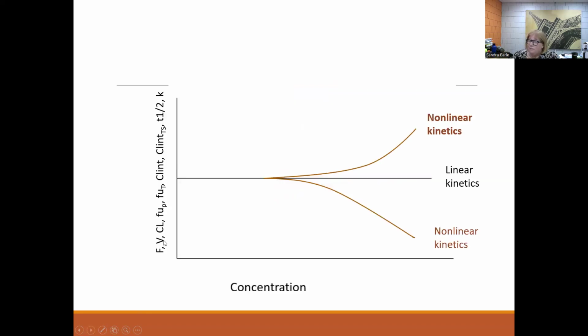So your bioavailability, volume, clearance, fraction amount in plasma, fraction amount in tissue, intrinsic clearance of your tubular secretion, half-life, and K should all remain concentration independent. So as the concentration increases, you would expect to see no change in any of these. That's linear kinetics. Of course, they could increase or decrease with increase in concentration, and then these would be nonlinear.